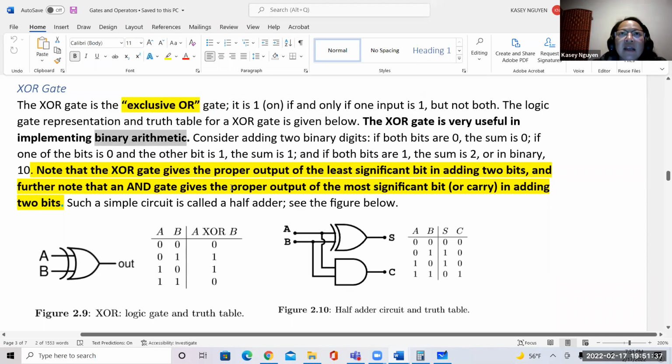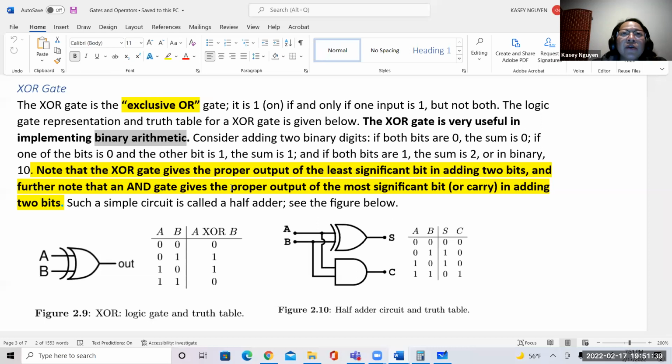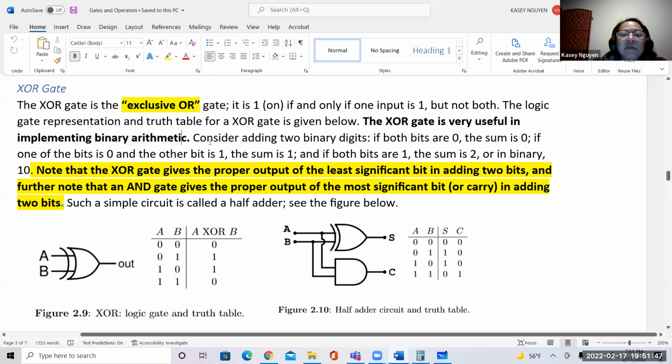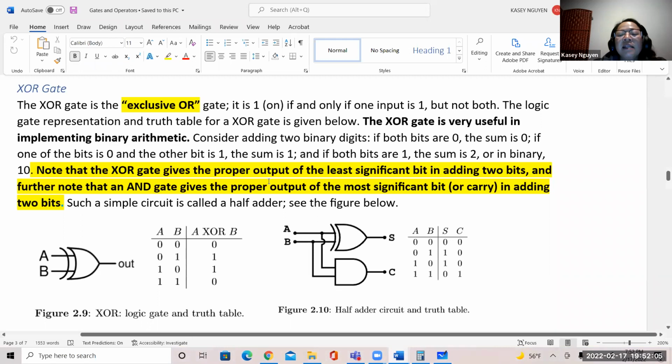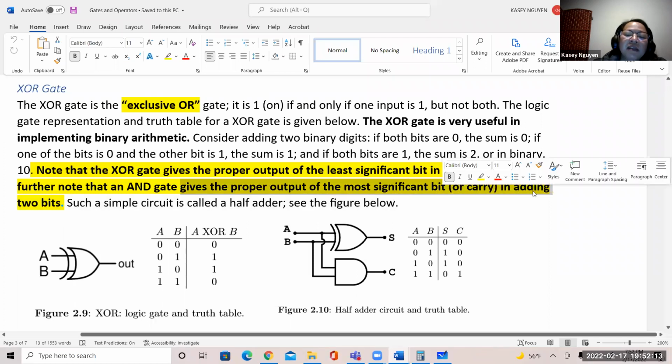When do you see that? When you do an adder. So earlier this week, I showed you how you would do the carry to the left column, right? This is when we would implement exclusive OR to do an adder or a half adder to carry that bit to the left. Okay. And it tells you here that it gives the proper output, at least for the least significant bit, by adding 2 bits. And the AND gives you the output for the carry by carrying 2 bits.